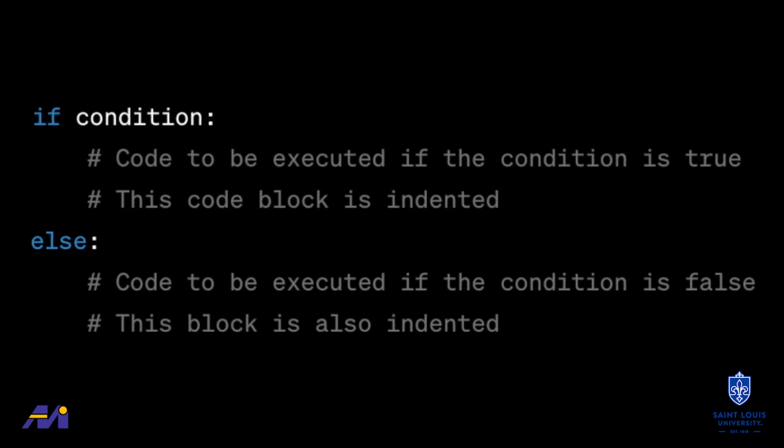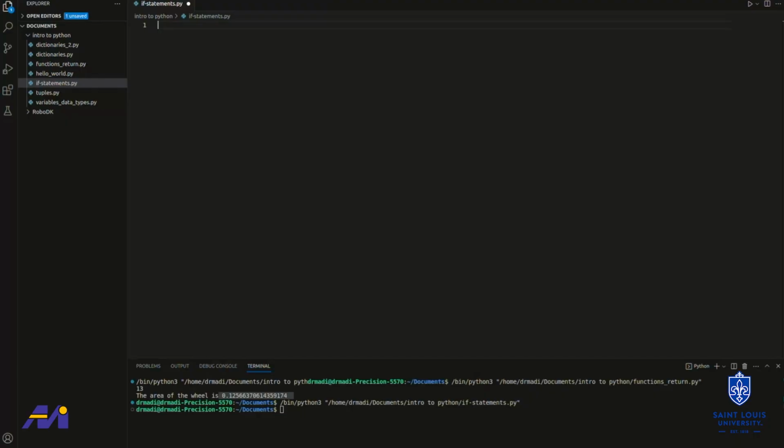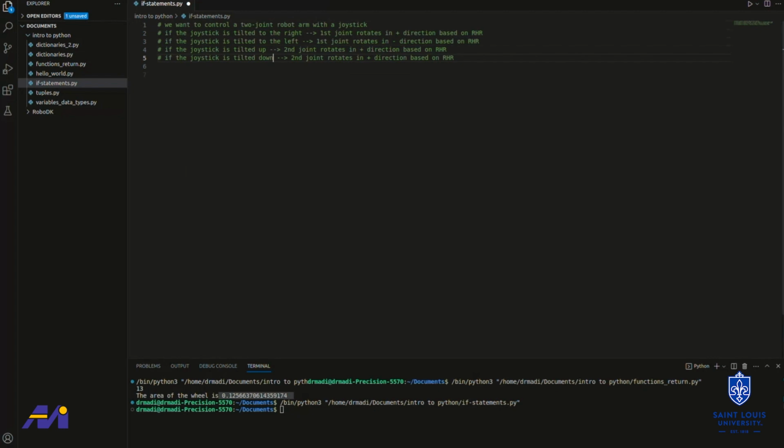With if statements, you can compare Boolean values or numeric or string values. Let's see an example. Let's say you have a robot arm with 2 joints, and you want to control the movement of the arm based on the input from a joystick. If the joystick is tilted to the right, the first joint should rotate in a positive direction based on the right-hand rule. And if the joystick is tilted to the left, the first joint should move in a negative direction based on the right-hand rule. Similarly, tilting the joystick up means moving the second joint in the positive direction, and tilting the joystick down means moving the second joint in the negative direction.